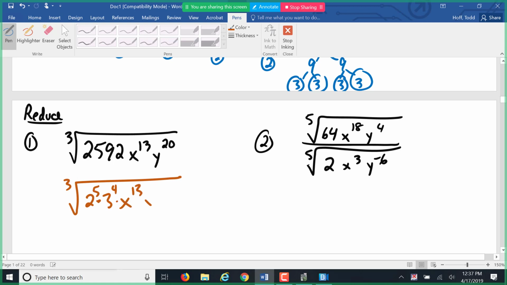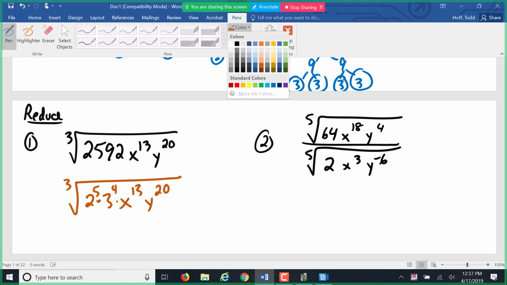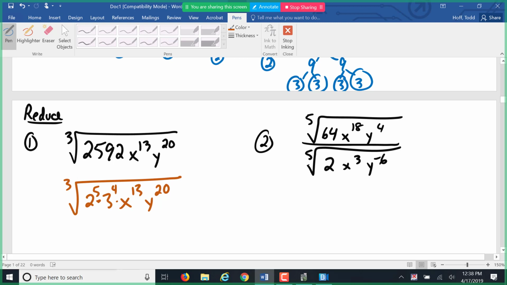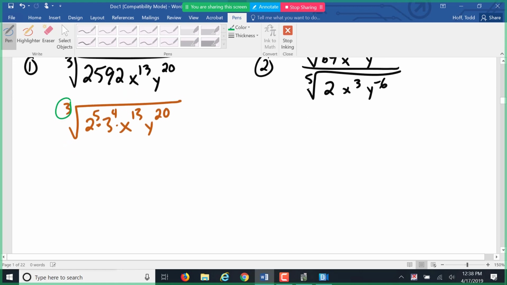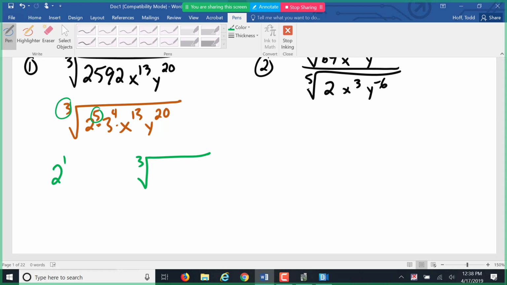Then we've got x to the 13th, y to the 20th. And you recall, doing that root is basically dividing the powers by the index of that root and doing a division and a remainder. 3 goes into 5 how many times? Once. So 2 to the power of 1, or just 2, is going to go on the outside. How much would be left over? What would be the remainder? 2. So 2 to the power of 2 stays inside the radical.